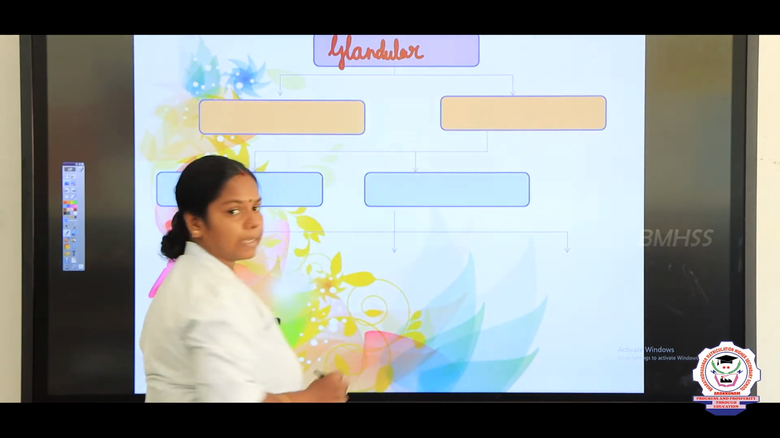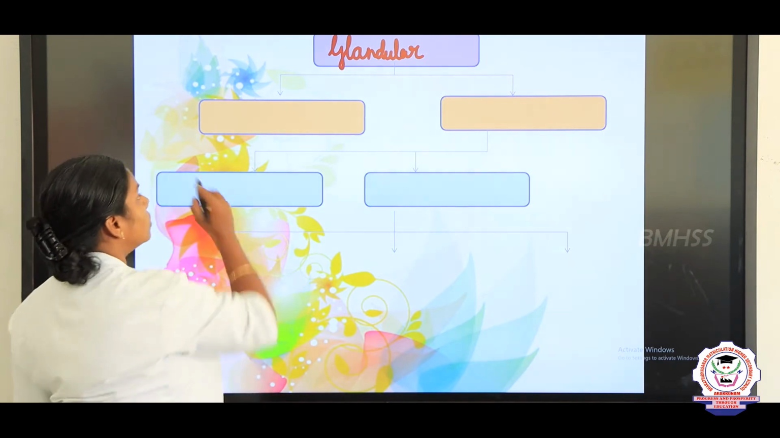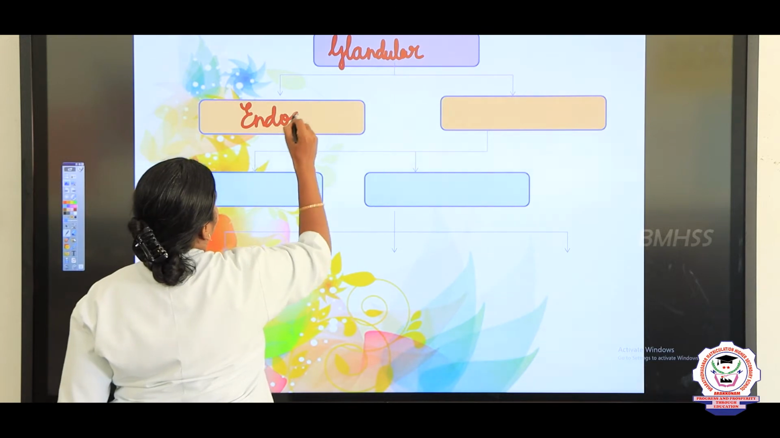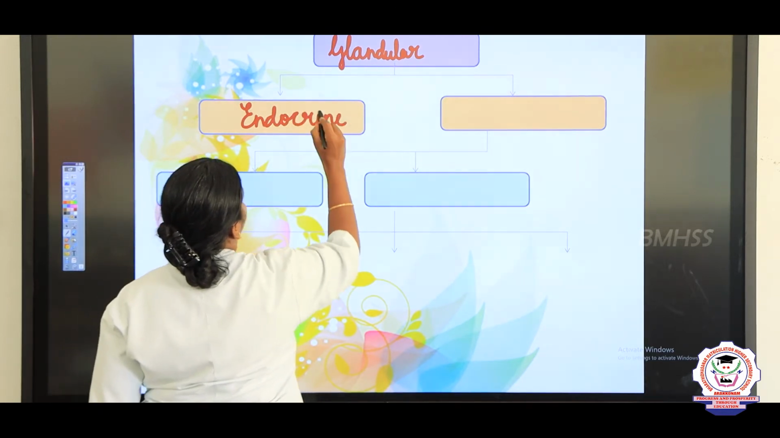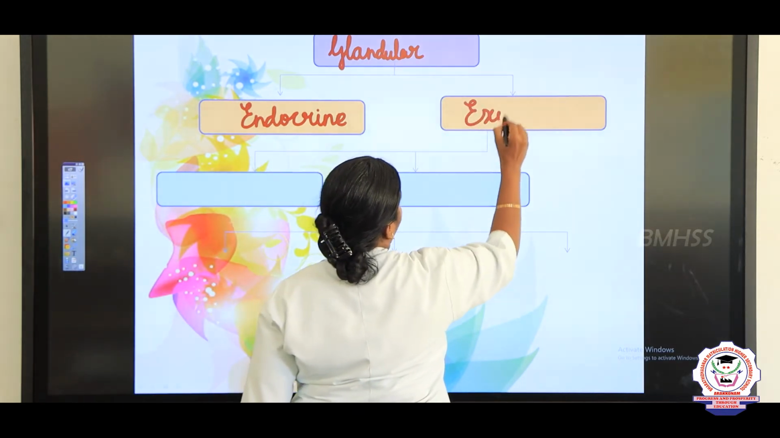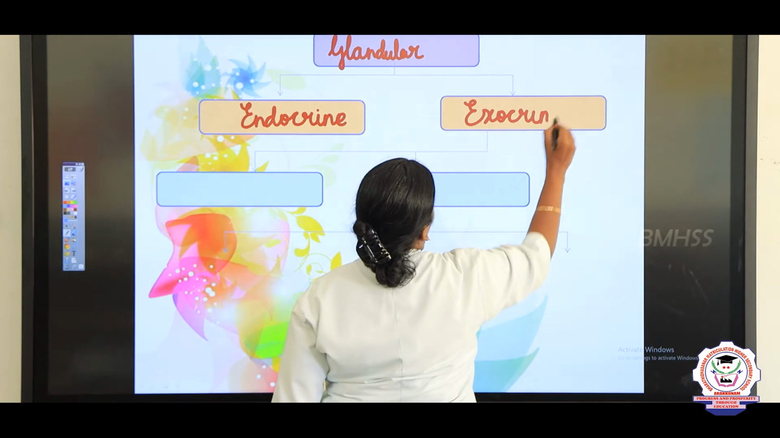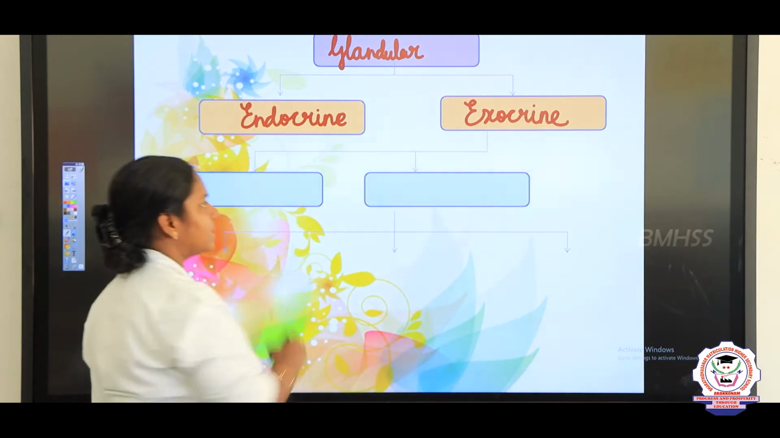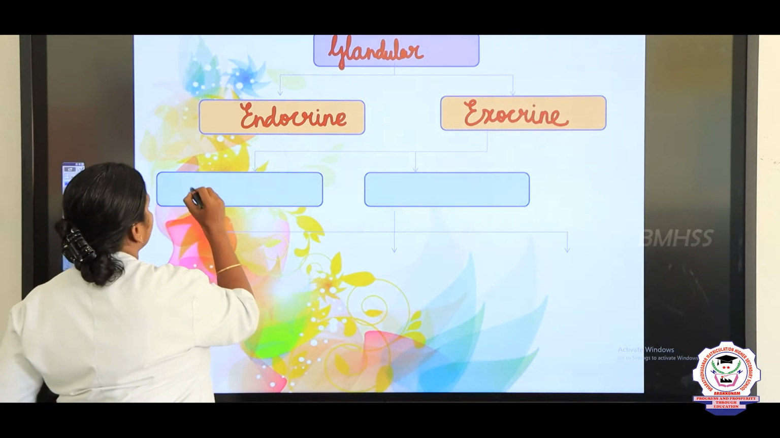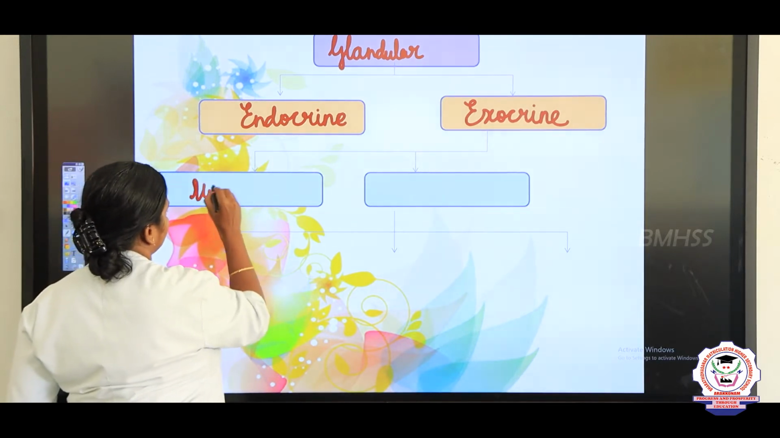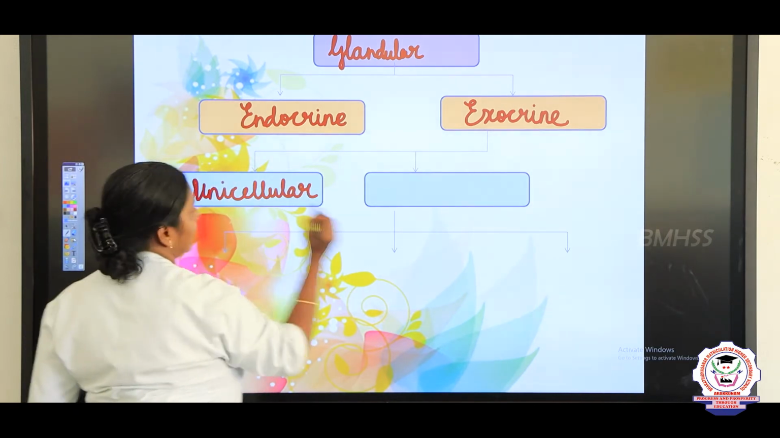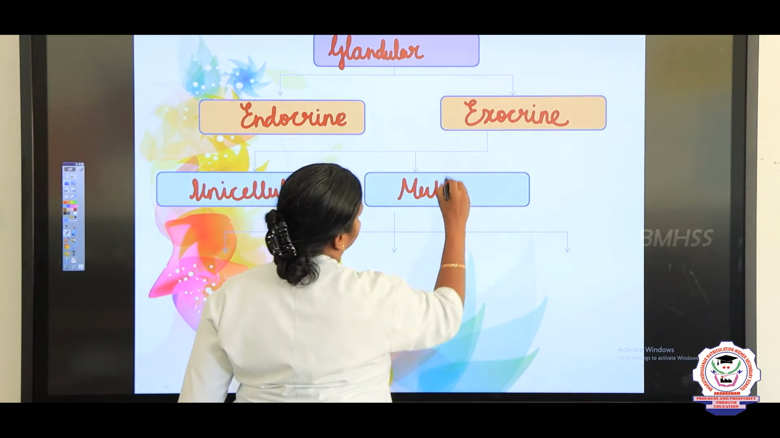Glandular epithelium is divided into two. What are the two? Endocrine and exocrine. Exocrine is again divided into two. One is unicellular and multicellular.